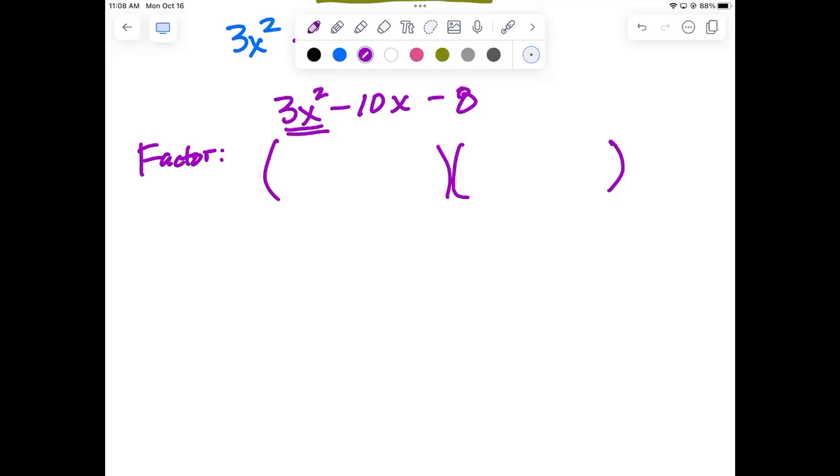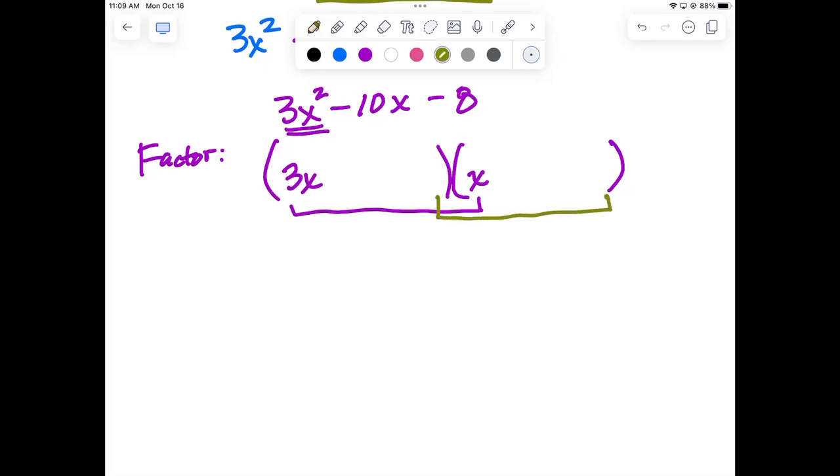To get the 3x squared, it has to be the first, right? That times that. 3 is a prime number, isn't it? There's only one way to factor a 3. It's got to be a 3 and a 1, yes? So this would have to be a 3 and an x, and the other one would have to be an x. Does that give you a 3x squared when you multiply the first? Yeah.